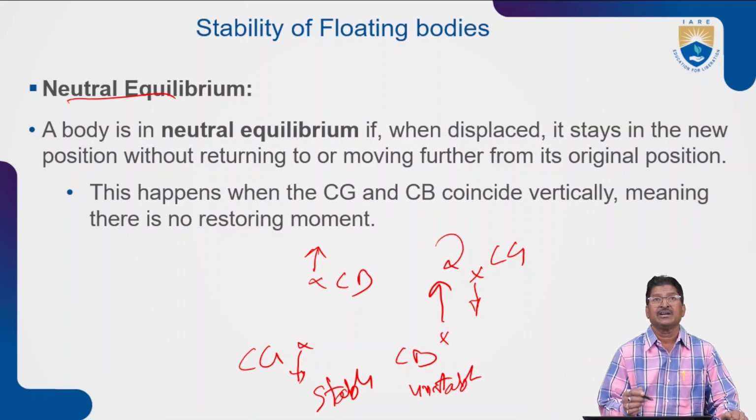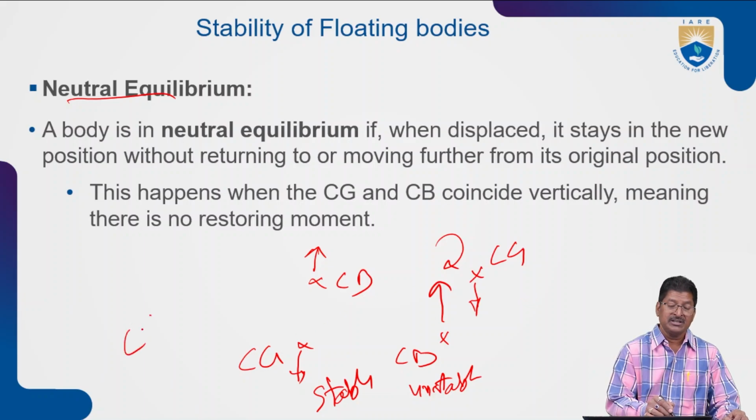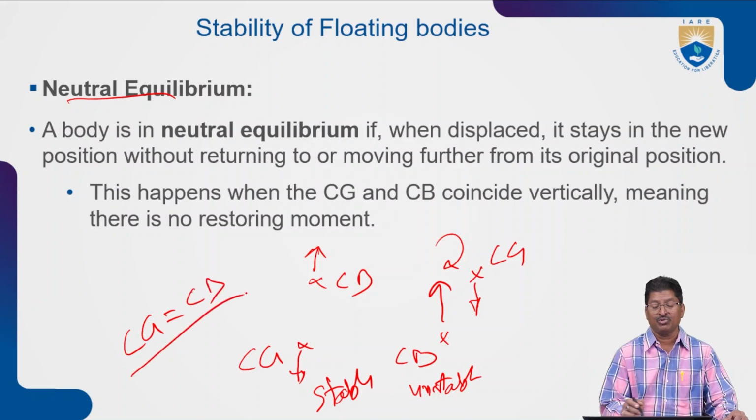In the other case, neutral equilibrium is that in both conditions, the center of gravity, that means the weight of the object, and the center of buoyancy, the forces are the same. In the stable condition, both the forces are the same: center of gravity force, center of buoyancy force. In the unstable condition also, both are equal. And neutral equilibrium also, both are equal.